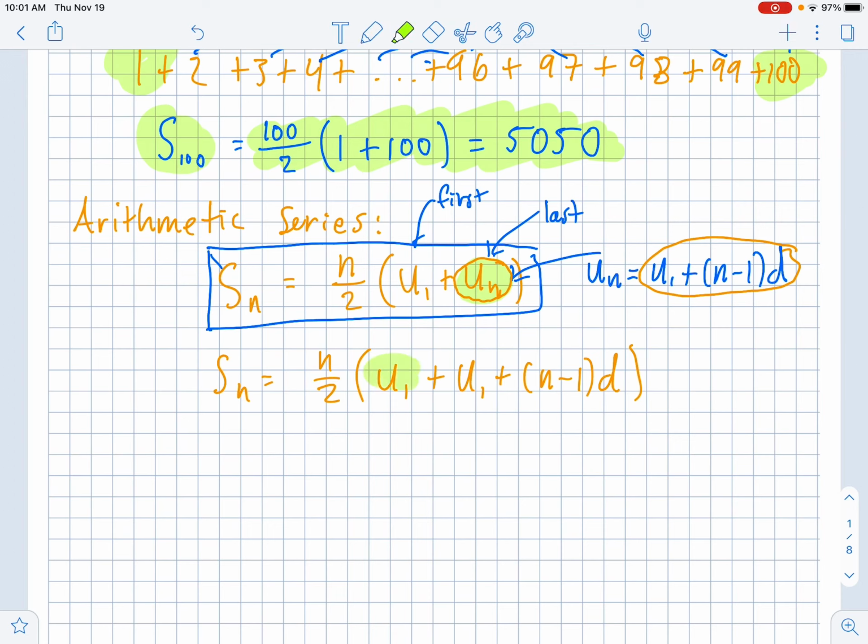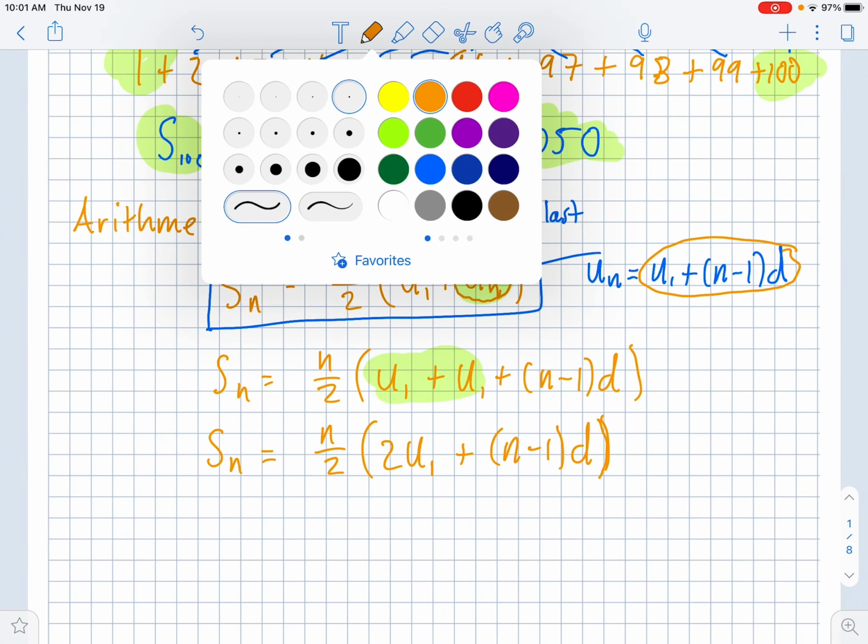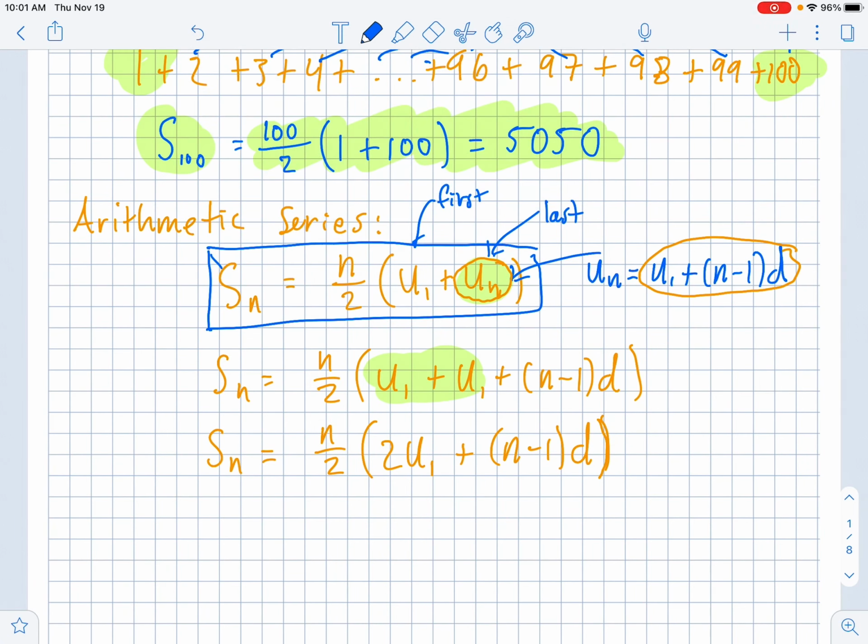Then you have a couple like terms here. u sub 1 and u sub 1 added together are 2u sub 1. So this is n over 2 times 2 u sub 1 plus n minus 1 times d. This is the second version of an arithmetic series formula. So you might ask yourself, well, why would I use one or the other? Well, it really depends on what information they give you, and we'll get into it with the examples soon.